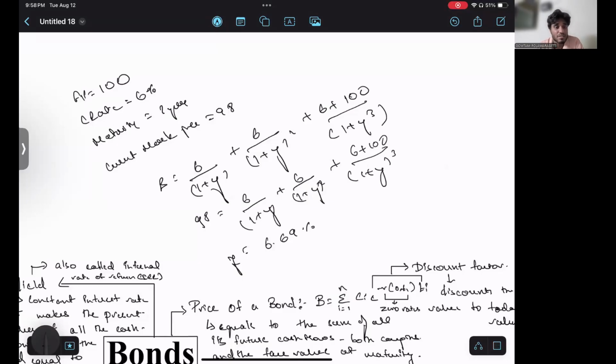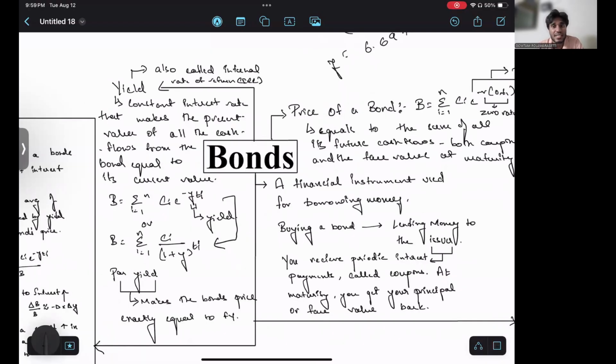So if you understand the example, we can see that if we know the current market price of the bond, yield is that rate or that discount rate which we should use to discount the overall cash flows which we get from the bond to make sure that the current market price of the bond is equal to the discounted cash flow which we get from the bond. This is also called the internal rate of return for bonds.